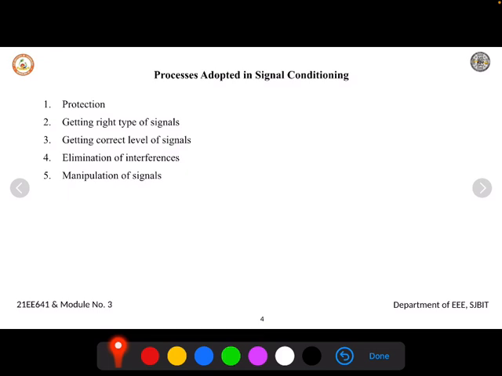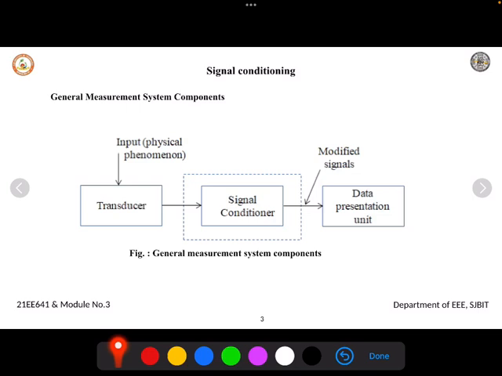Sometimes the signal will be very weak, as I mentioned already, where we need to amplify the signal, or sometimes we need to correct the levels of the signal, that also will take place. Or sometimes the signal consists of some external interference, so we need to eliminate that kind of interference, and that will also take place in a signal conditioning system. Finally the manipulation of signal, that is ADC or DAC, right? Analog to digital, or digital to analog. So this kind of manipulation will take place, and finally, before giving to the output side, that is displaying the signal, right? So this is with respect to the components of your general measurement system.